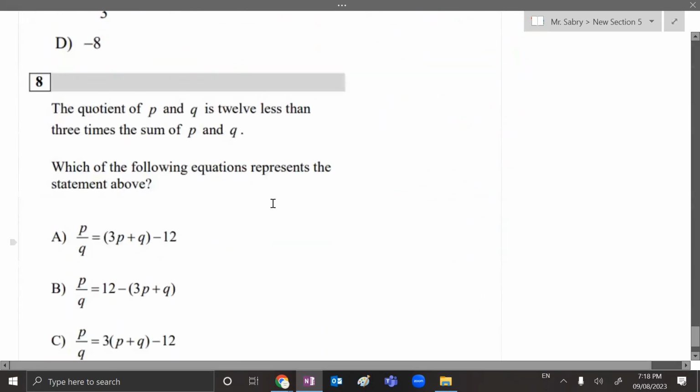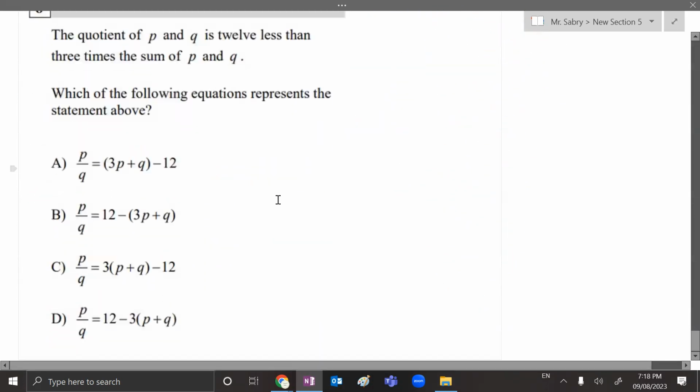Okay, let's see the last one, number 8. It says the quotient of p and q, so division of p and q, so it would become p over q equals 12 less than something, so something minus 12. 12 less than what? Then 3 times the sum, so 3 times something. The sum of p and q, so p and q in a bracket: 3 times the sum of p and q, minus 12, equals p over q. That's how this should look. So the answer in this case is C.